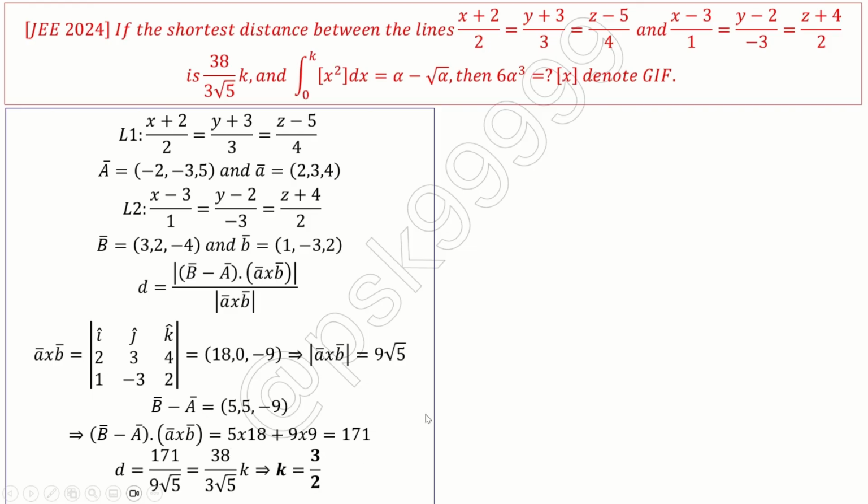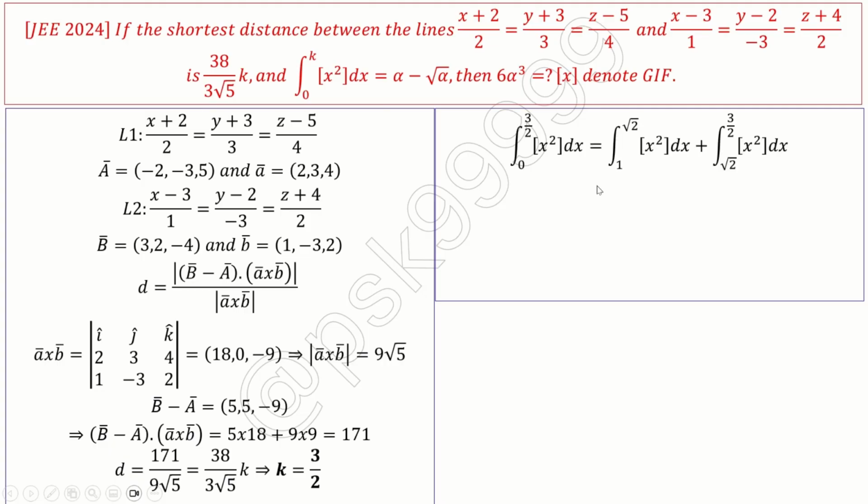So this is a simple 3D geometry problem actually. Once you remember, this is very easy, a very basic problem. Distance is nothing but 171 divided by 9√5, which if I simplify is 38 divided by 3√5 k. So k is nothing but 3/2. Now I got my k.